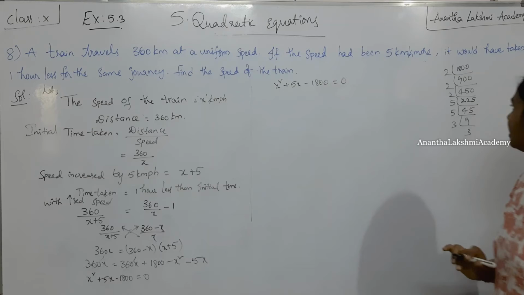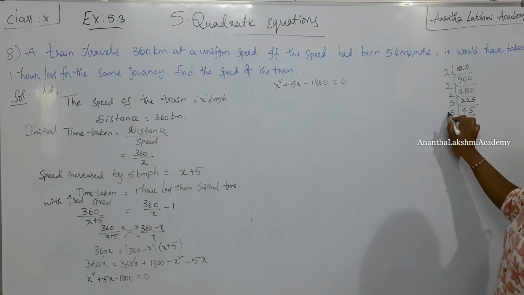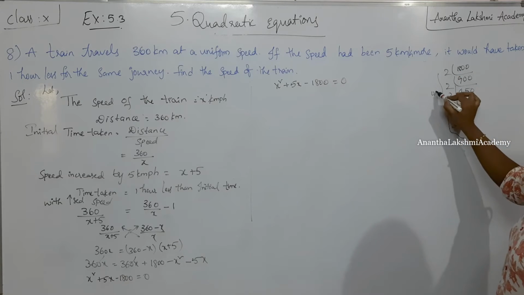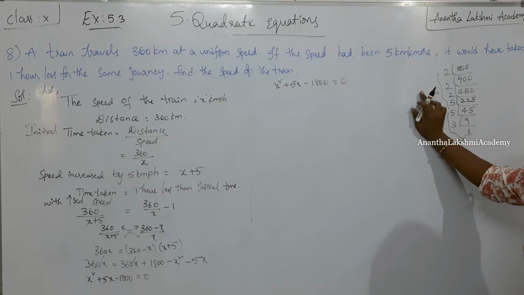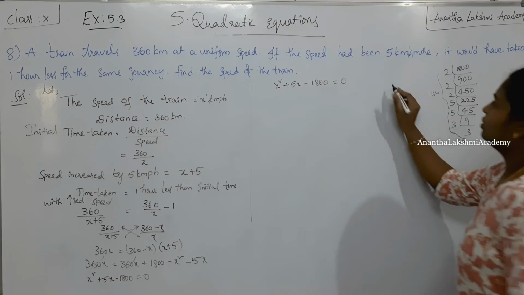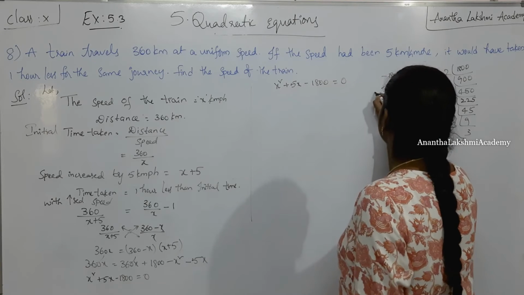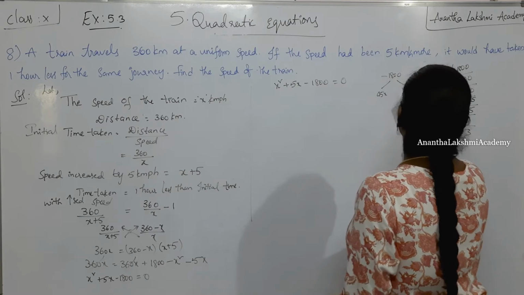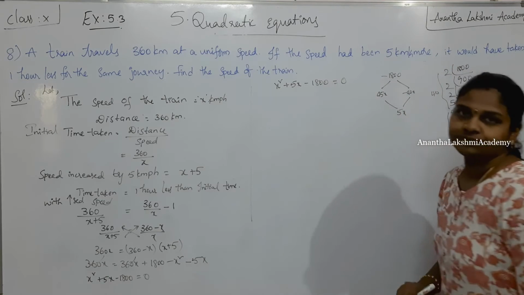Alright, so 3 into 3 is 9, 9 5s are 45, and 8 5s are 40. 45 minus 40 is 5. So the product of the roots is minus 1800. So I am going to write it as plus 45x and minus 40x. That way it becomes 5x.